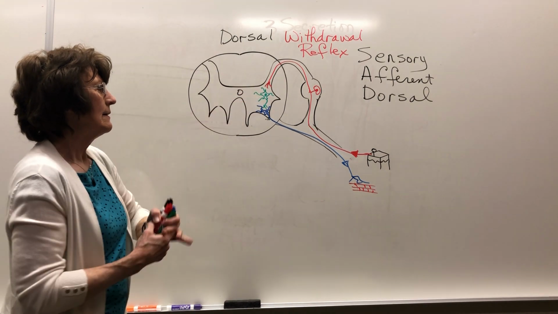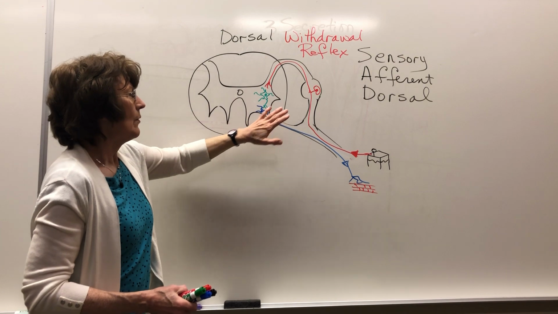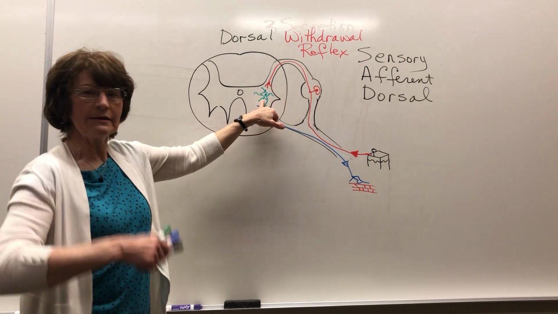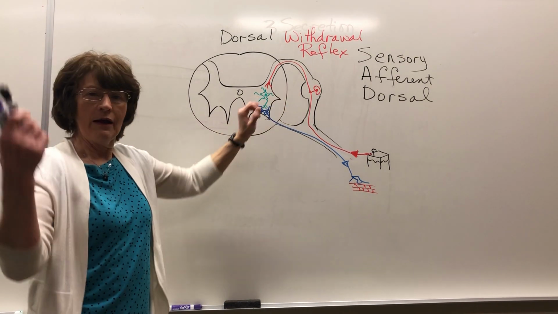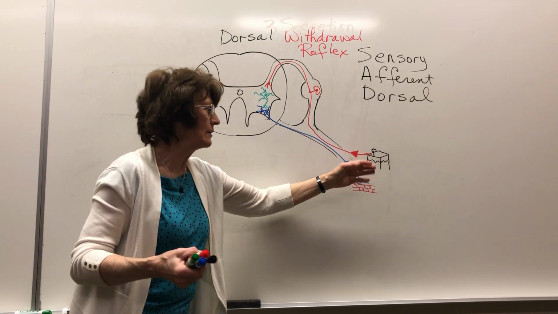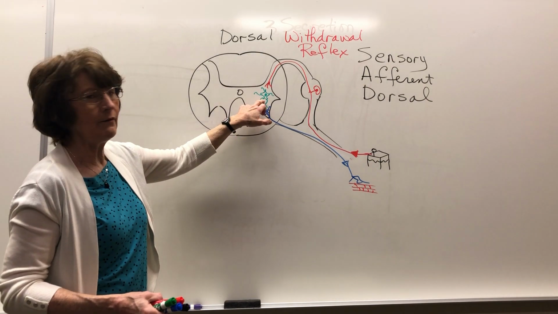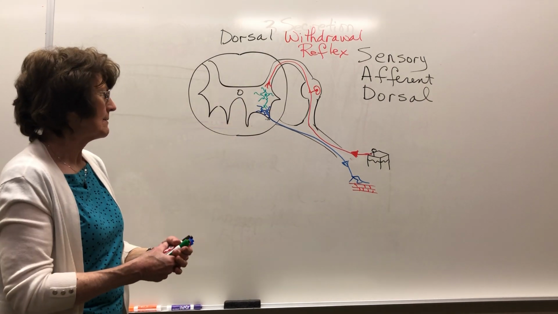Withdrawal reflex, it will have an interneuron, and so we're going to have sensory. Interneuron sends another interneuron to the brain, lets you know that it was your hand, it hurt, and it also gives a response. So this is going to have other interneurons.